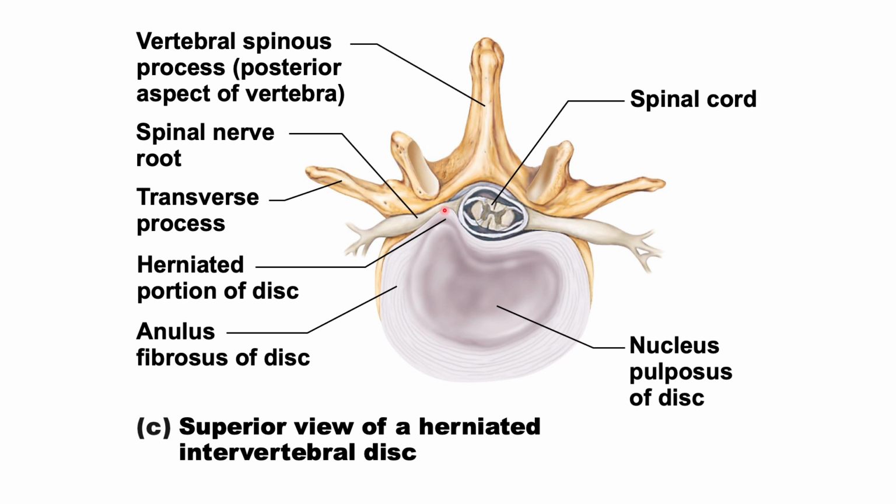And while we're on this diagram, I just wanted to discuss the other parts of the vertebrae that we see. The vertebral spinous process is the one that you'll be able to feel when you touch your back, and the transverse process goes on the side.